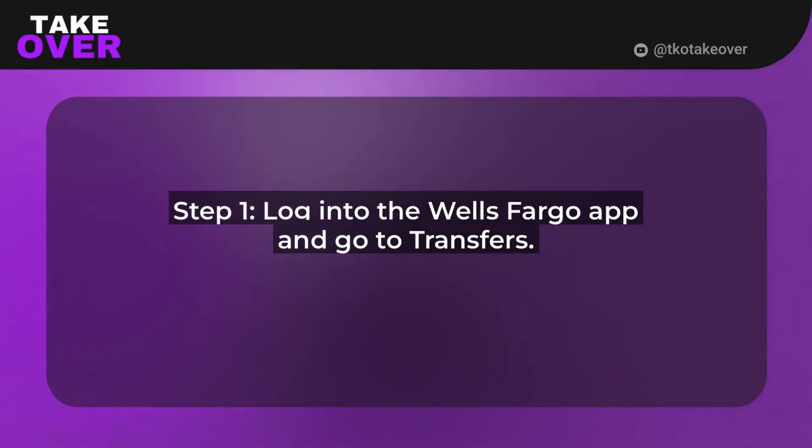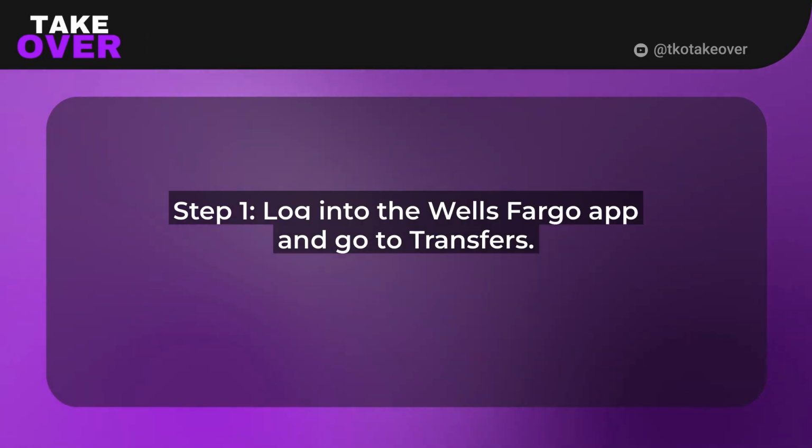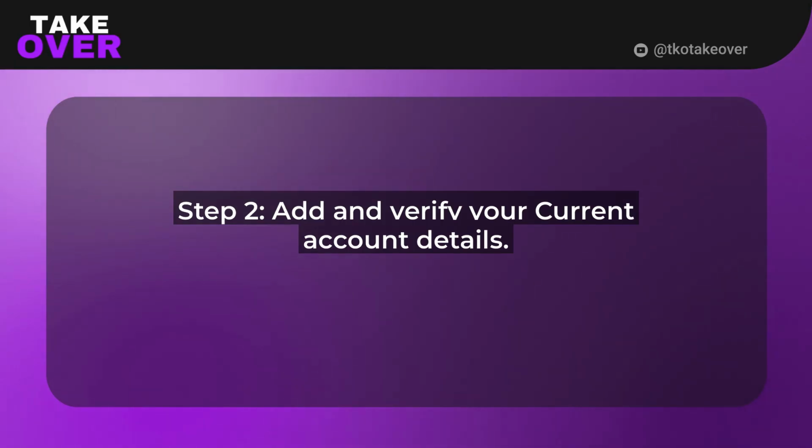Step 2. Select External Transfer or Add Account. You'll need to link your Current account. Enter your Current account details, such as the routing and account numbers, which you can find in the Current app under Account Settings. Step 3.